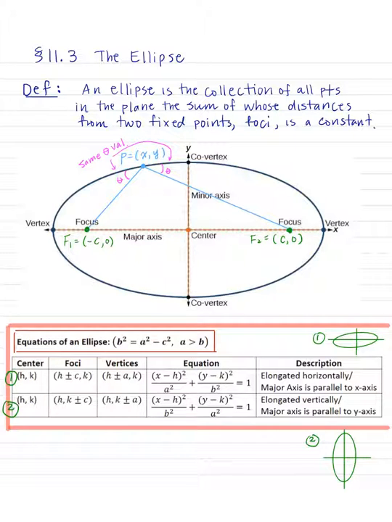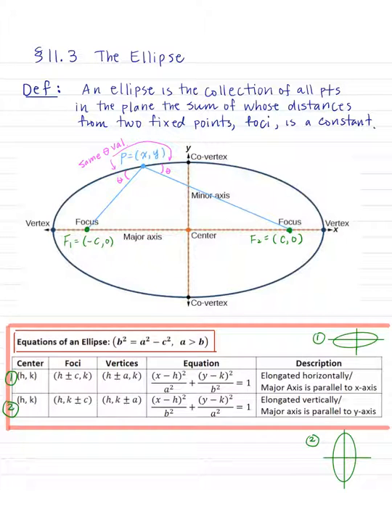So we have vertex and focus, co-vertex, center, major axis, and minor axis. The important thing that you need to know is that vertex and focus, they both lie on the major axis. The major axis is the long axis. There are two types of ellipse. The first equation is the squash down ellipse, and the second equation is for the tall ellipse.